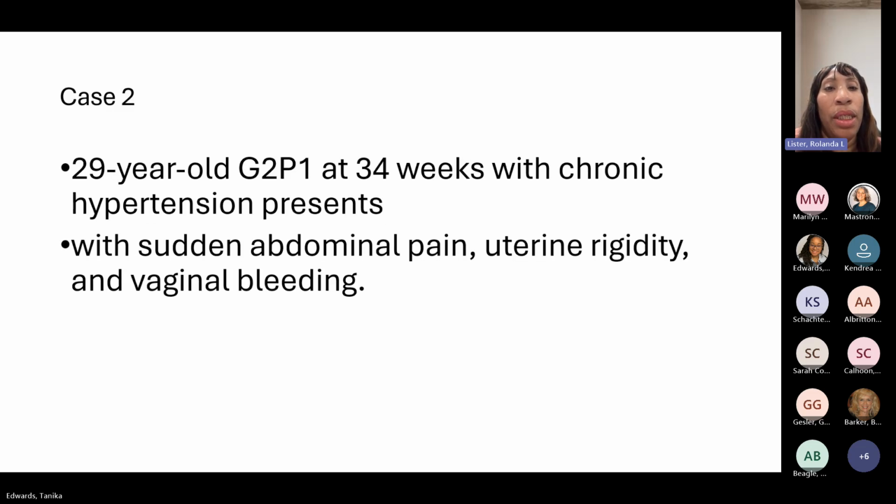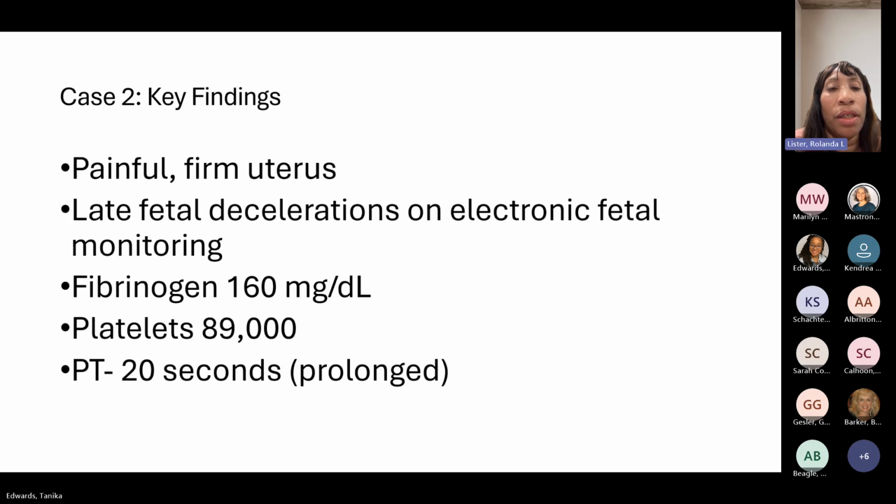Okay, case 2. We have a 29-year-old gravida 2 para 1 at 34 weeks gestation who has chronic hypertension. She presents with sudden abdominal pain, uterine rigidity, and vaginal bleeding. Next slide. So your clinical findings are a painful and firm uterus. We usually refer to that as a tetanic contraction, where it's relatively firm and there's not really rest in between the contractions.